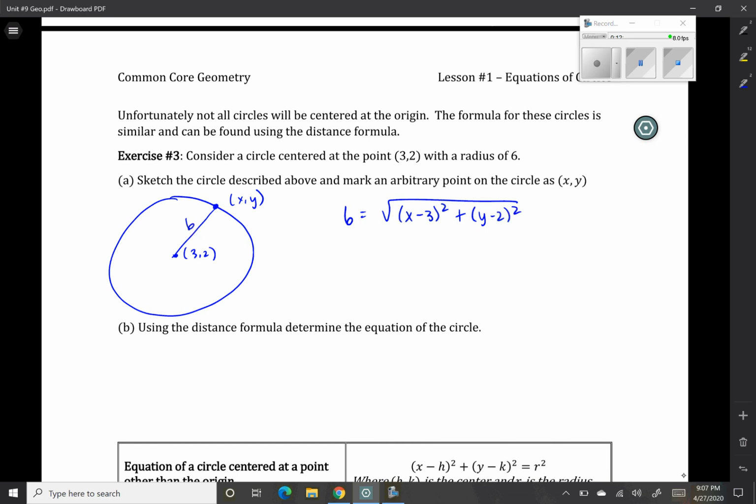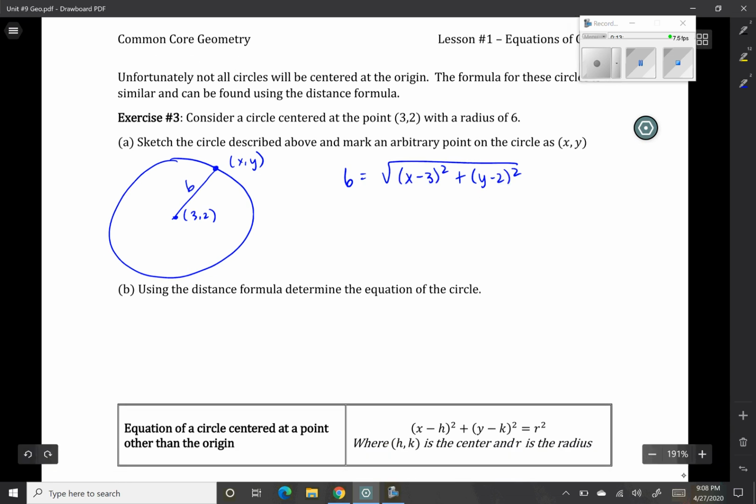Now, this is a good equation. It has an x and a y value to represent all points on the circle, because this point we arbitrarily picked. It could have been anywhere. But it doesn't look nice. That square root just makes it look more challenging. So then in part B, we're going to be able to say, all right, let's use this distance formula and write an actual equation of this circle. So what I could do is I could just square both sides. And I can say I have x minus 3 squared plus y minus 2 squared equals 36.